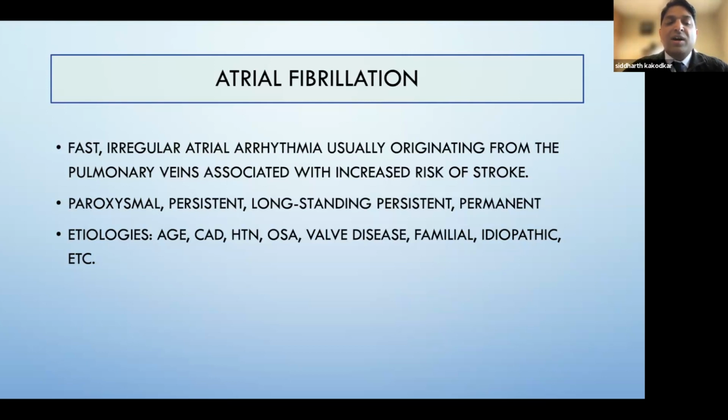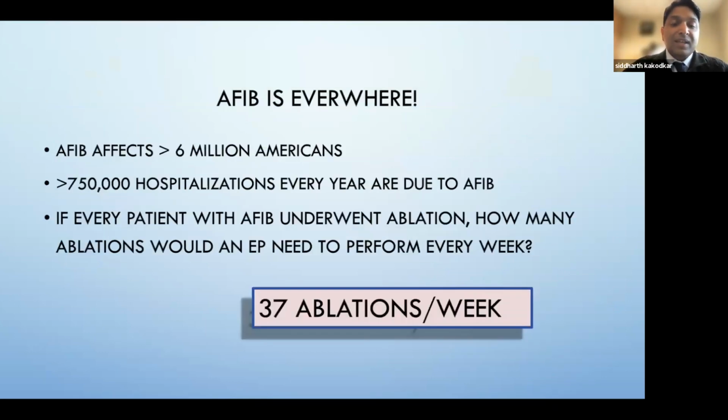And we talked about some of the causes of it. As you get older, coronary disease, hypertension, sleep apnea, valve disease. Sometimes people are just genetically predisposed to have AFib at an early age, or sometimes it's alcohol abuse and things like that. And AFib is very common. It affects greater than 6 million Americans. Over 750,000 hospitalizations every year are due to AFib.